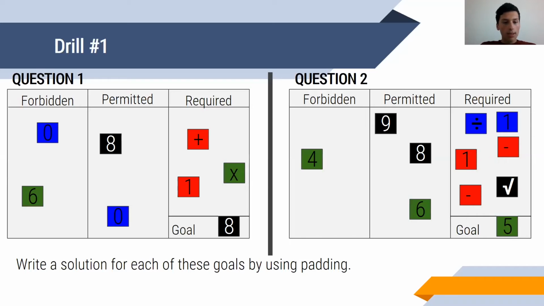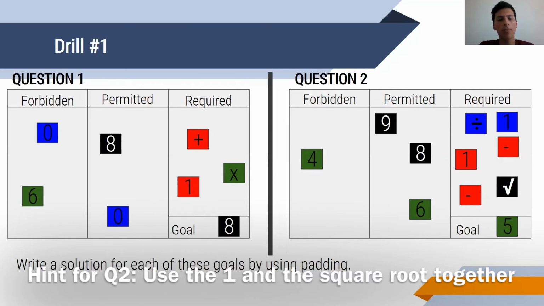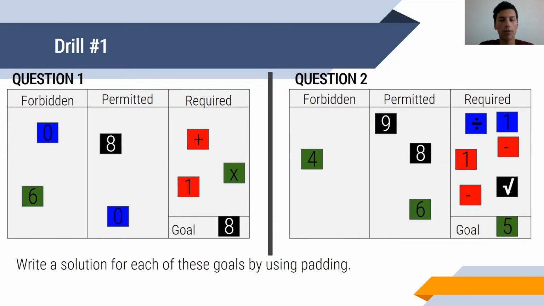You would want to write a solution for each of these goals by using padding, and you're going to have to use padding because the only way to get a solution is through using padding. Use all of the cubes in required and permitted. None of them are left out. You'll have to use all of them. The one on the right is a little bit harder than the one on the left. Question 2 is a bit harder, but take some time to write a solution. Pause the video if needed.